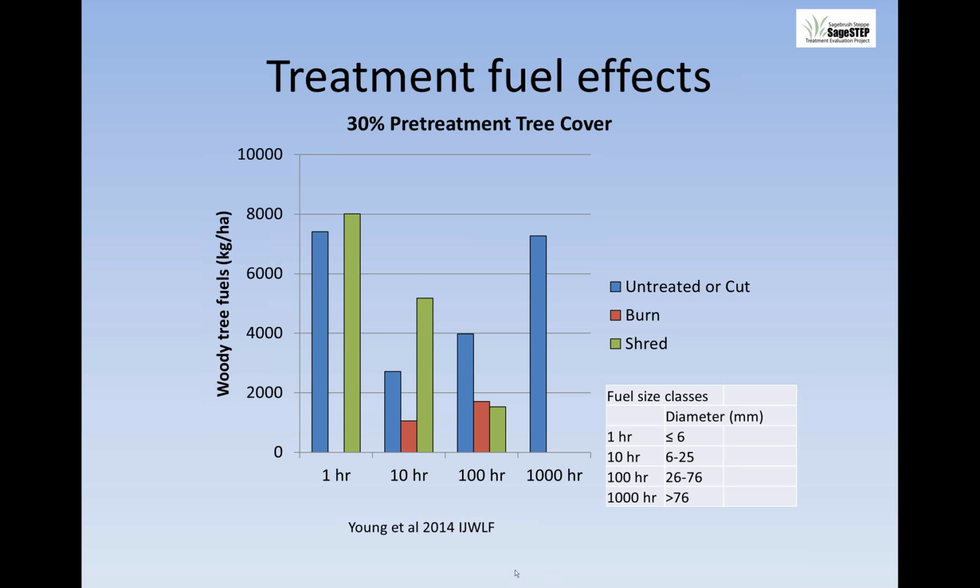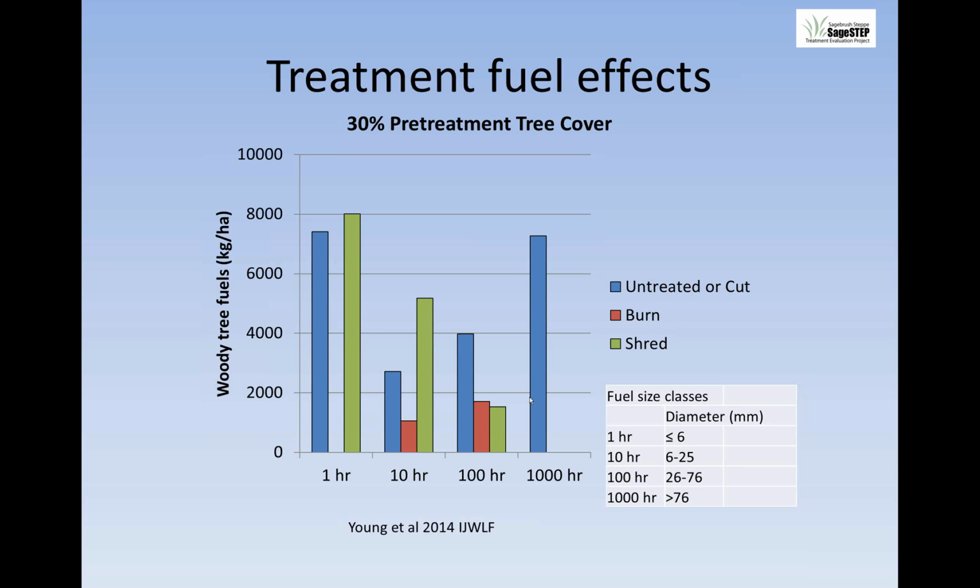So just to show you what happens with fuels as you get infilling, this is with 30% pre-treatment cover. Here's your 1,000-hour fuels, untreated or cut and left on the ground. When you cut, you basically just put it on the ground, and after 3 years the needles fall off and you have less chance of fire, but you still have a lot of 1,000-hour fuels and 1-hour fuels on there. If you burn, you greatly reduce those fuels. That's what these red bars are.